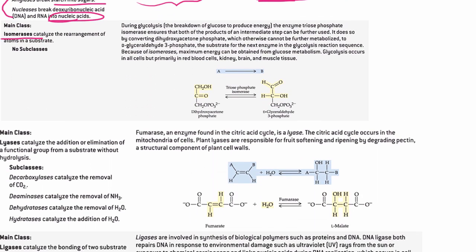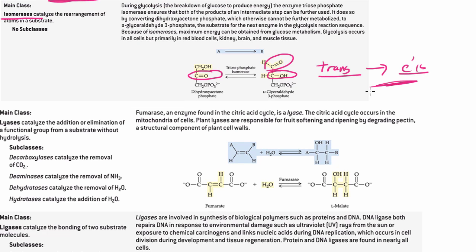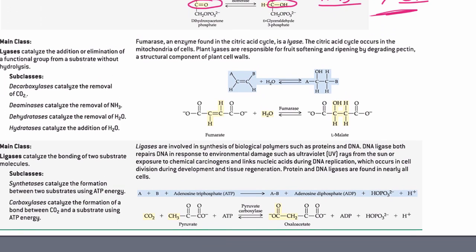So for example, here an isomerase is used to catalyze the rearrangement of the atoms in dihydroxyacetone phosphate. And when these are rearranged, notice here was a carbon-oxygen double bond, but see what happens here. Now the carbon-oxygen double bond is located here, and here's a carbon bonded to an OH group. It's going from trans to cis or cis to trans. All right, that would also be another example.